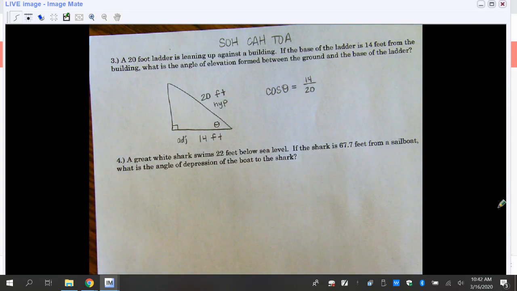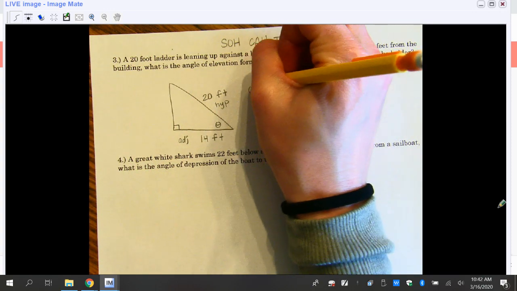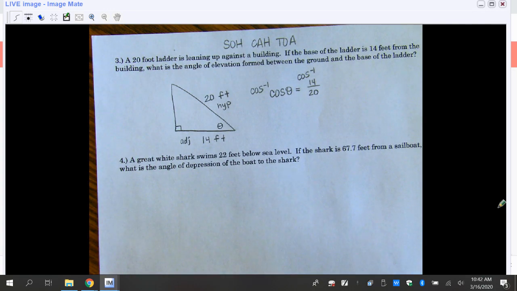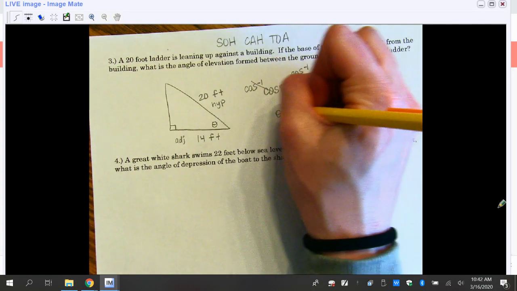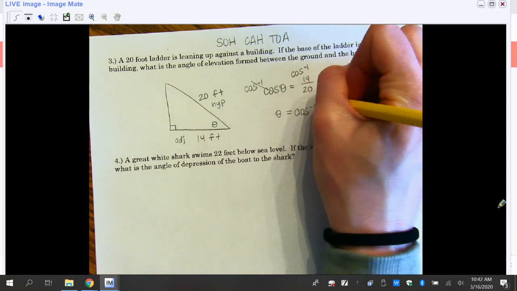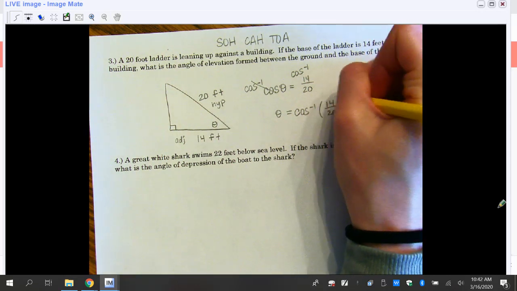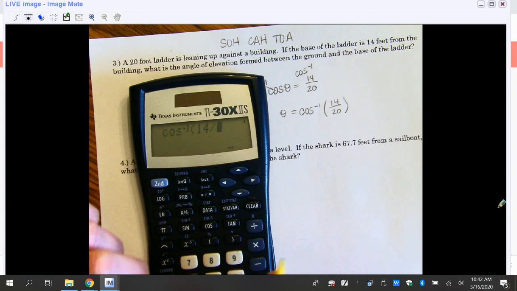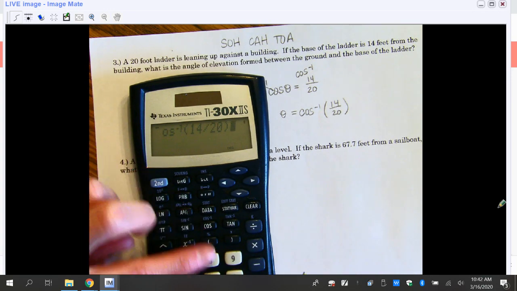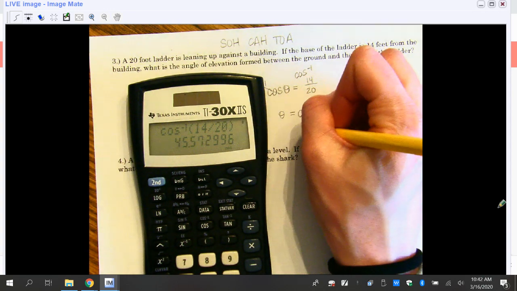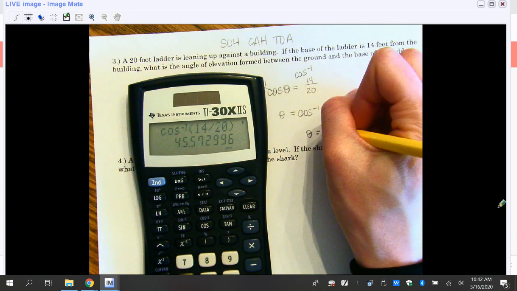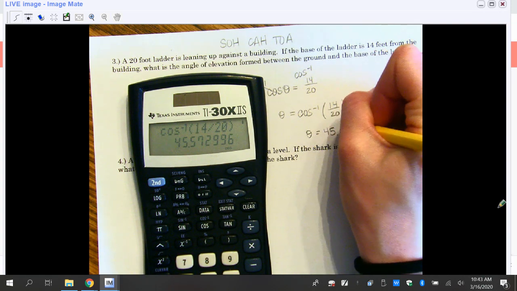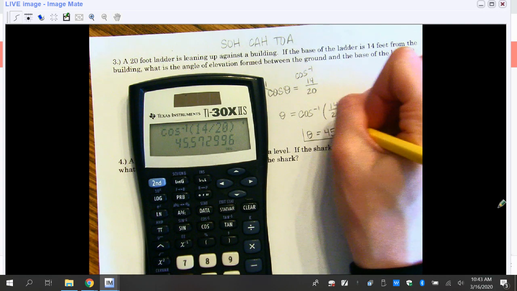And then to undo that trig function, we're going to take the inverse cosine of each side. So we need to break the cosine and the theta apart. So theta is going to be the inverse cosine of 14 over 20. Remember, you hit the second and then cosine. And so theta is going to be about 45. It didn't tell us which parentheses, so we'll do the tenth, 45.6 degrees.